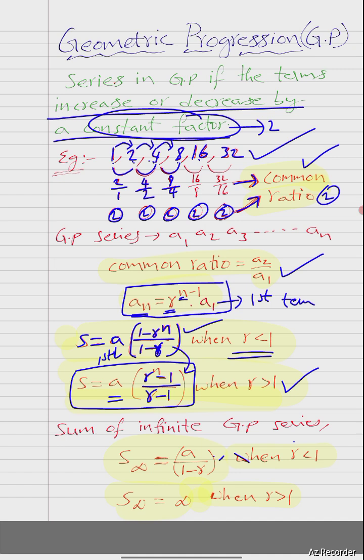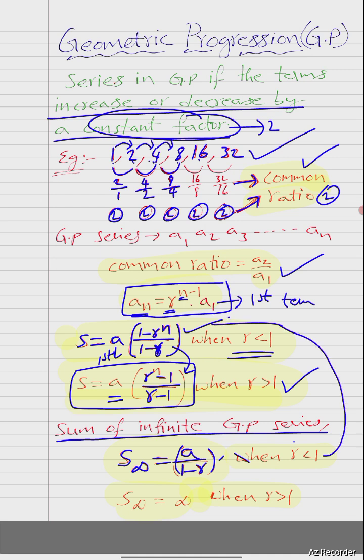Now what if we are asked to find the sum of infinite terms in GP? If the series contains infinite terms, how to calculate the sum of those infinite terms in the GP? So here the formula is: sum of infinite numbers in GP is equal to a, meaning the first term, by 1 minus r. How did we get this? This formula is derived from the previous formula. Okay, the condition is r less than 1.